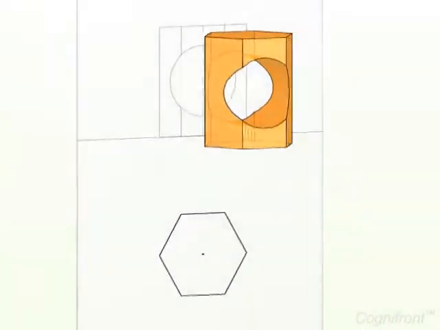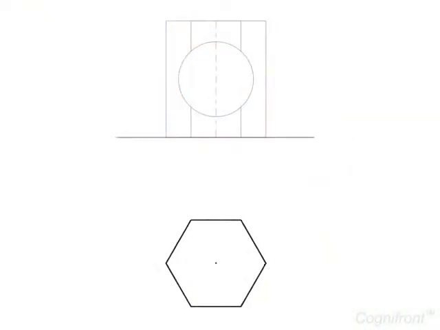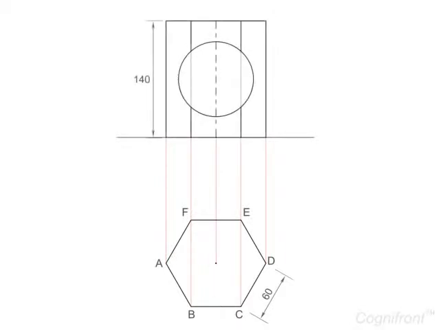First, draw its orthogonal view. The top view shows the true shape and size of the hexagonal base of the prism. Project the details from the top view to obtain the front view.